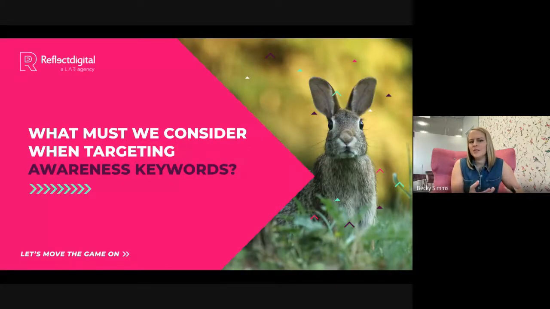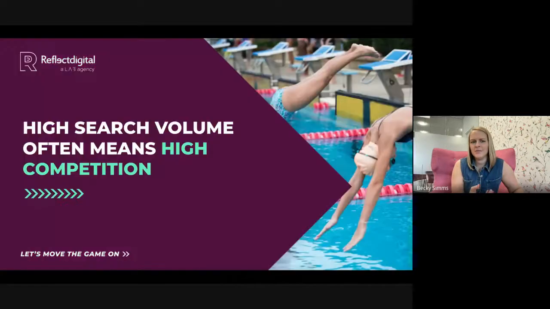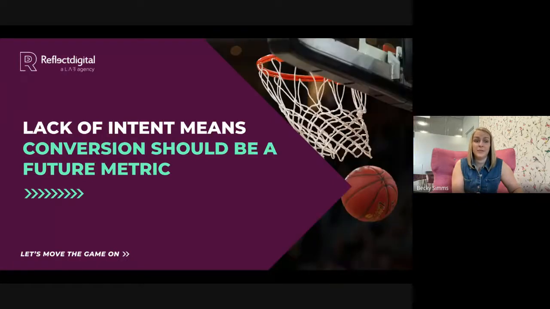So what must we consider when targeting awareness keywords? Well, high search volume often means high competition. So these aren't necessarily going to be the easy phrases, and nothing's easy in SEO really, is it? But they're not going to be the easiest to achieve, so we need to think about that. Lack of intent means that conversion should be a future metric.